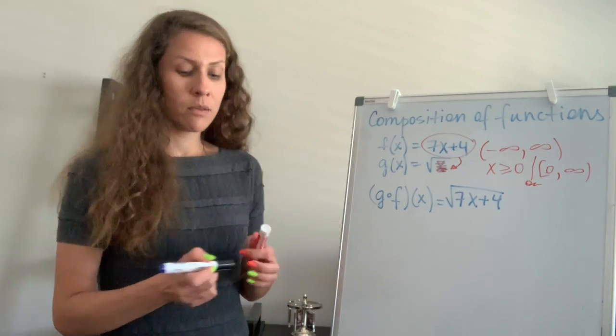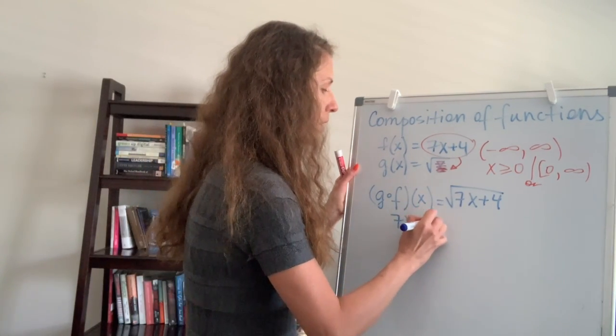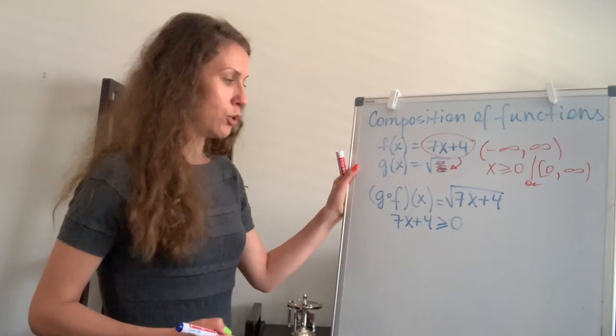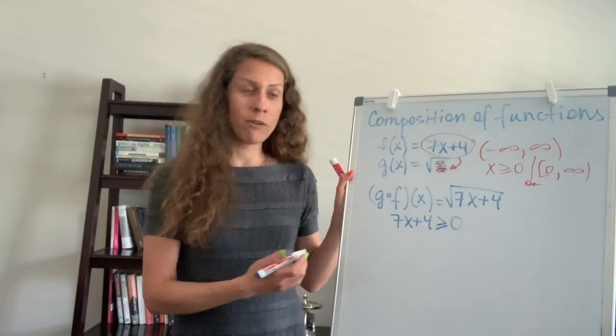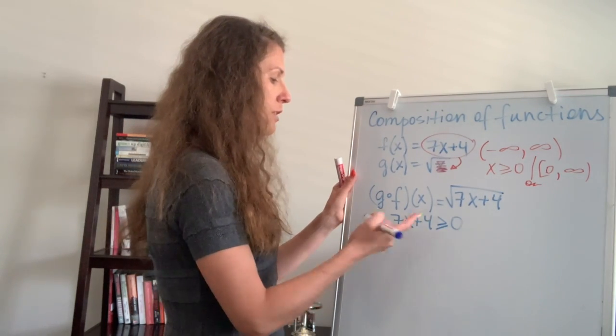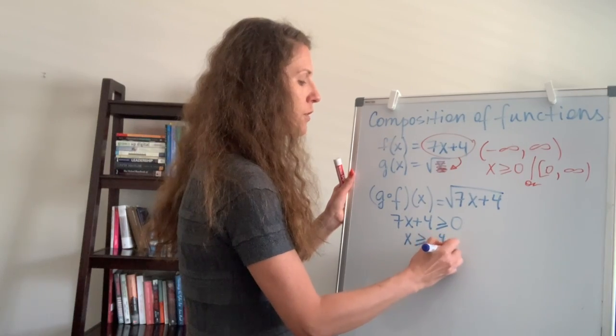It always has to be greater than or equal to 0. So I will take what's inside of the square root, which is 7x plus 4, and say that it has to be greater than or equal to 0. This is a simple linear inequality. I will solve it by subtracting 4 and then dividing by 7. So x is greater than or equal to negative 4 over 7.